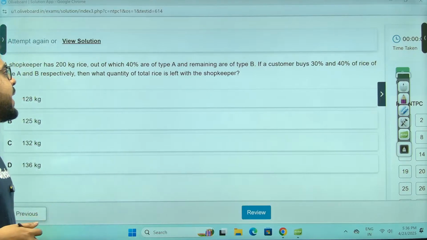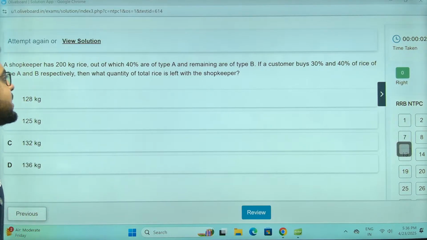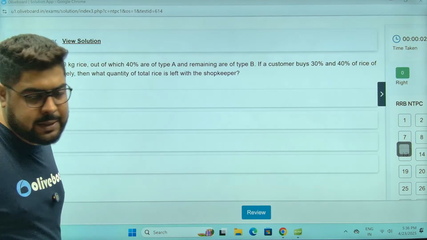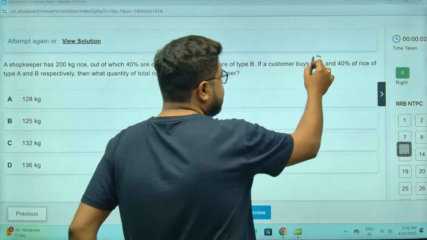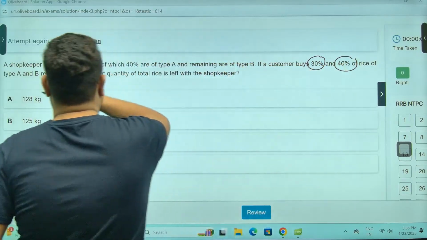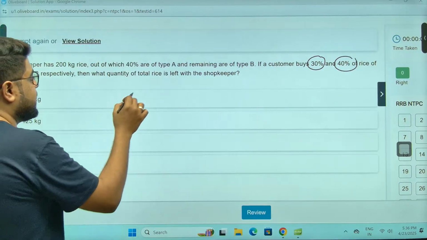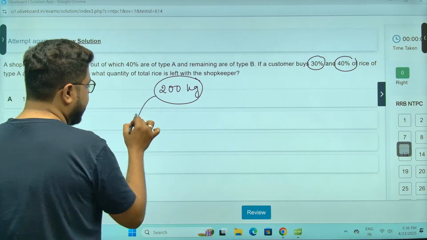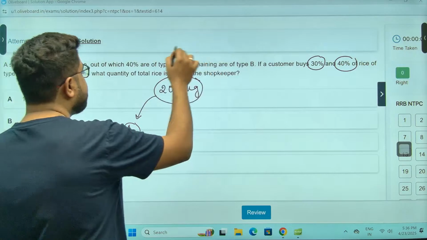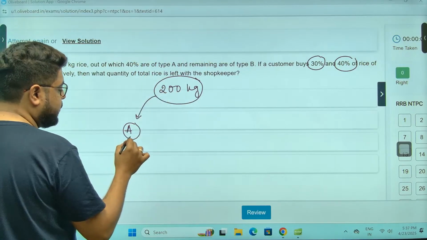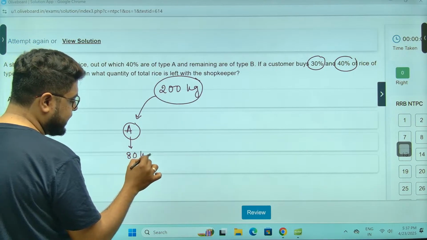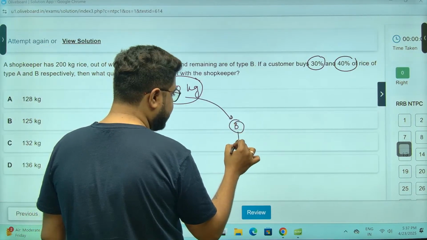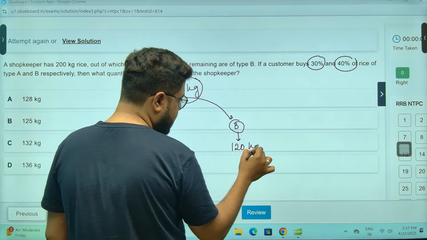Sir, a shopkeeper has 200 kg of rice, out of which 40% are of type A and the remaining are of type B. Customer buys 30% and 40% of type A and B. Okay, sir, let's do one thing. 200 kg rice. Type A is what, sir? 40%. 40 into 2, 4 2s are 8, so 80 kg type A rice. And type B, how much, sir? Remaining, so that is 120 kg. Total 200.